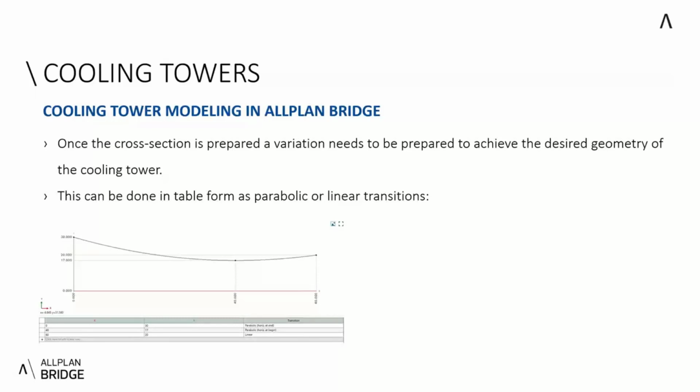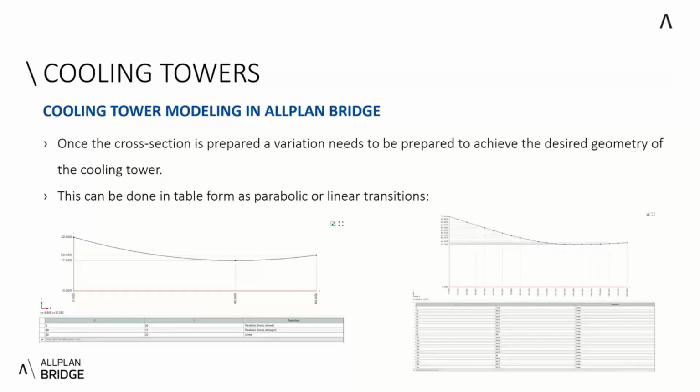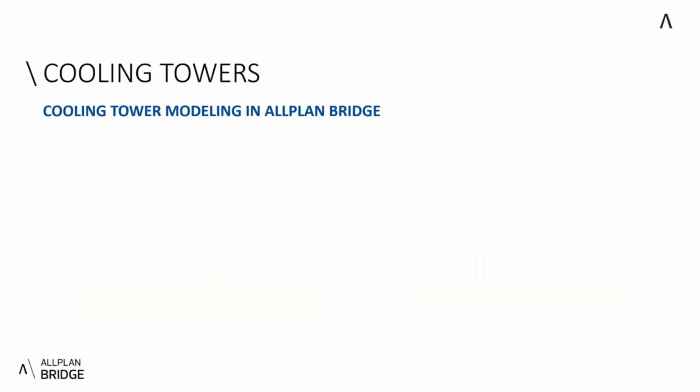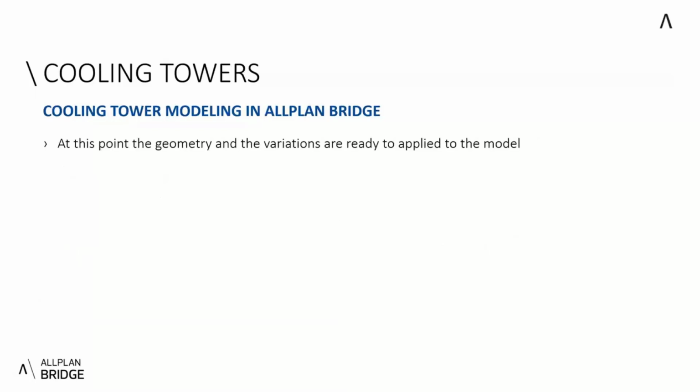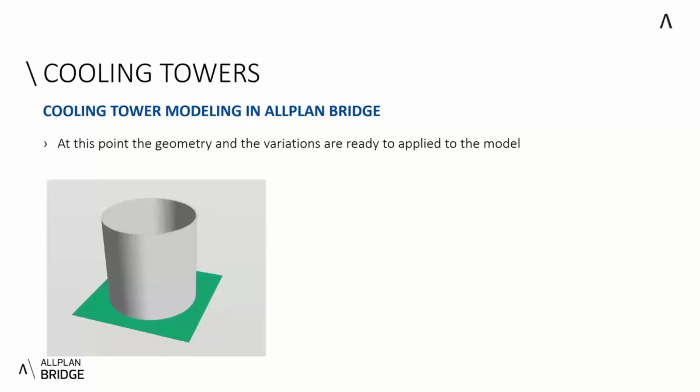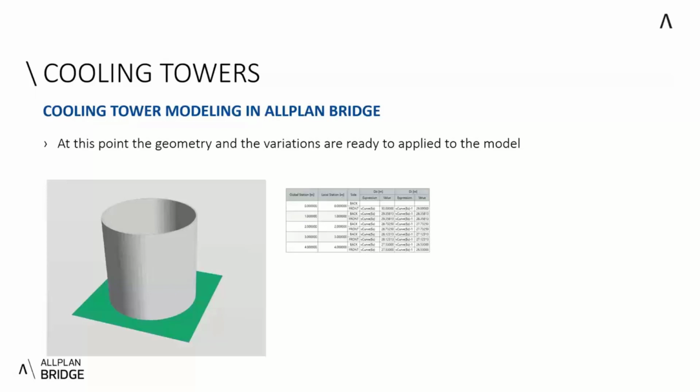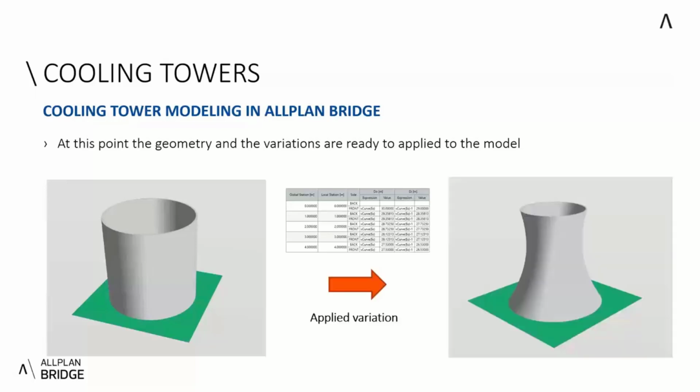Just to imagine it, I would turn it by 90 degrees and look at it in a vertical way. Or the same can be achieved with a linear transition, but then we would have to have much smaller point distances between them. So at this point, once we have created these tables, the variations are now ready to be applied to the model. This is now the first tube that we have extruded. And now in the second step, we have applied these variation tables for the outer diameter and the inner one. And once we apply this, we get this nice applied variation of the shape of a cooling tower.